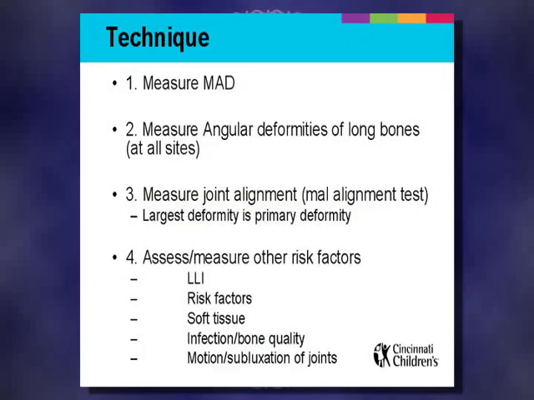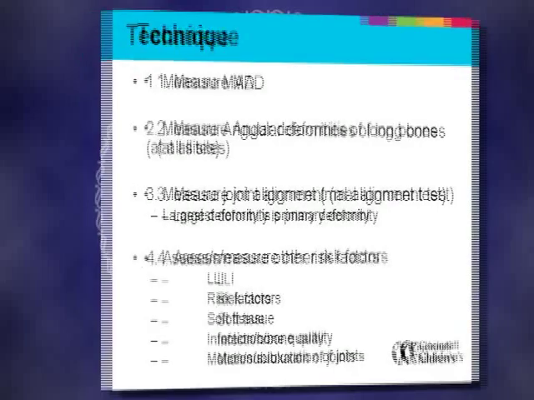So how do you use this? Well, you start out by doing a standard technique, and this is what you'll learn. You measure mechanical axis deviation. You measure all angular deformities of long bones. You measure joint alignment, and then you assess for these other risk factors, and you come up with a score.